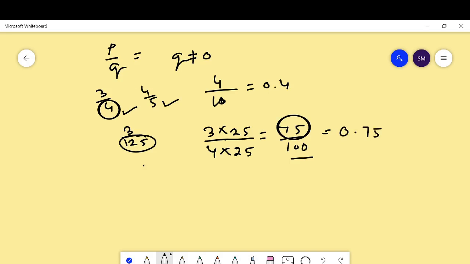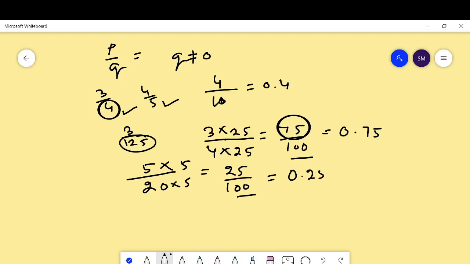Suppose this is 5 upon 20. Then here the denominator is 20. To convert it into 10 or a power of 10, we multiply this with 5. When we multiply by 5, we must multiply the numerator and denominator both by 5, otherwise the value will be changed. This is 25 upon 100. Here how many zeros are in the denominator? 2 zeros. Then we require 2 numbers after the decimal. This can be written as 0.25.